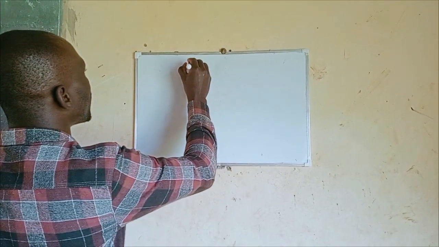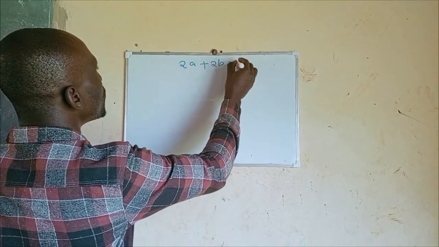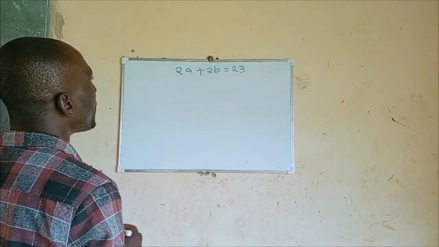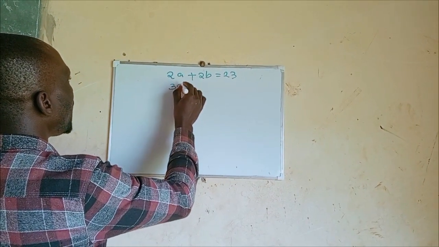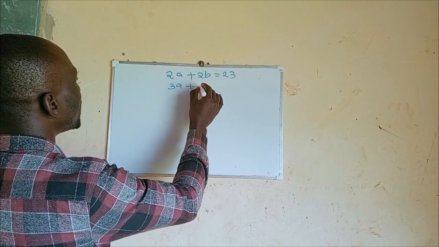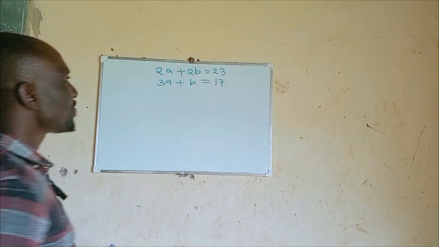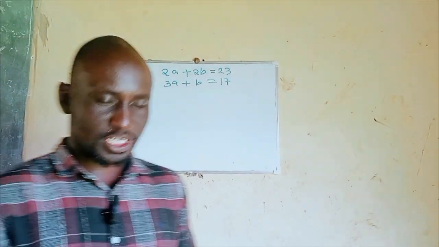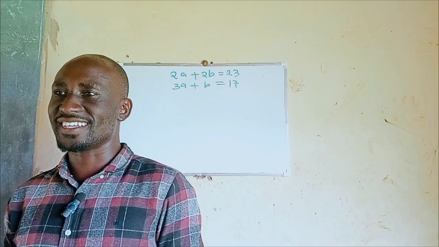B is equal to 23. 2A plus 2B is equal to 23. 3A plus B is equal to 17. That's very simple. You can use the substitution method to get it right, and you can get it very fast.